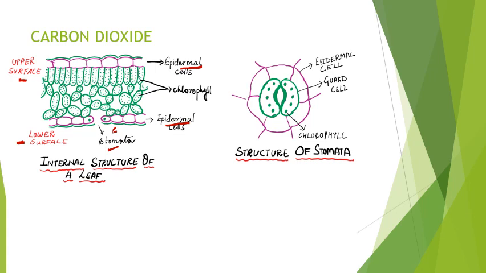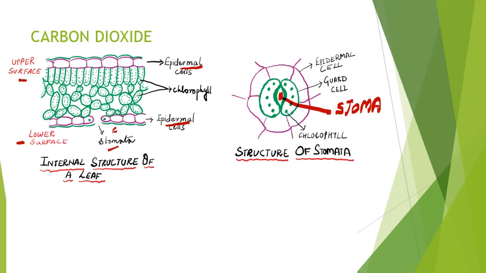These stomata are guarded by 2 guard cells. This is a small pore or a small opening, and this opening is called stoma. This is guarded by 2 guard cells. You can identify the shape of these 2 guard cells. These are like rajma, kidney bean shaped.